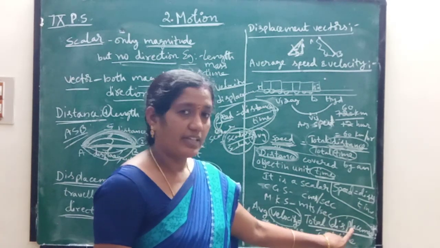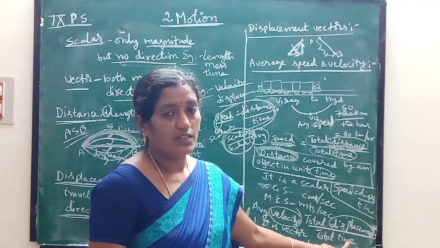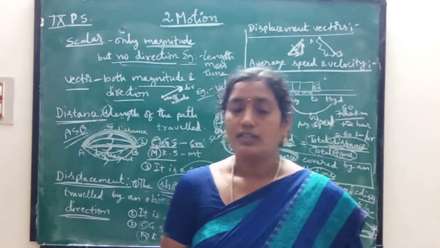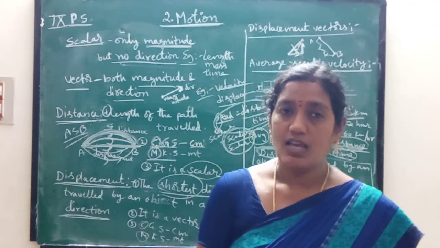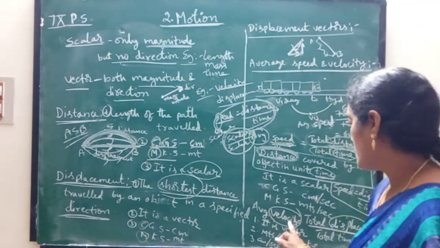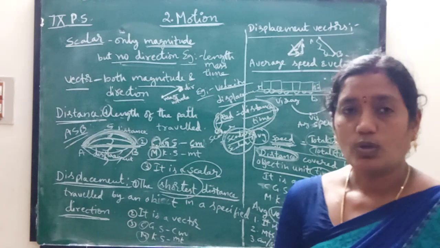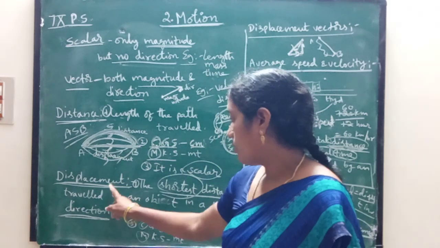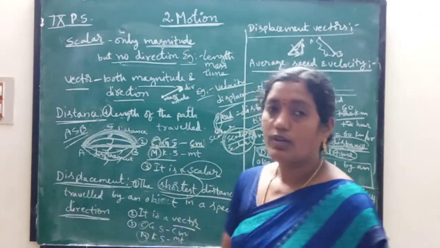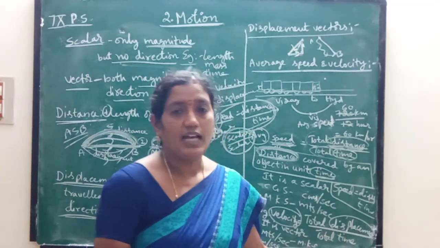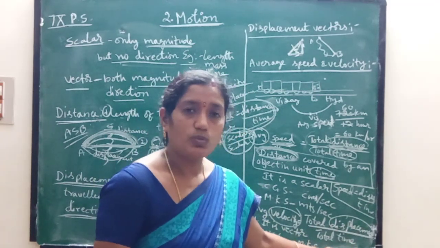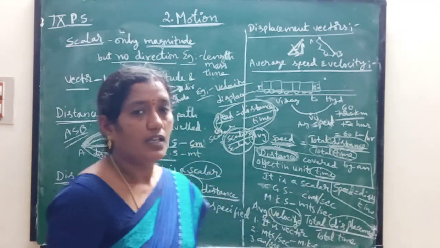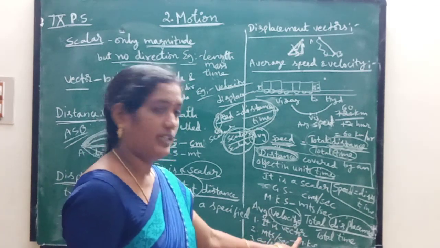So displacement is a vector quantity and time is a scalar quantity. So in the two physical quantities, if one is a vector quantity, then the given quantity is a vector. See children, average velocity is equal to total displacement by total time. Here displacement is a vector quantity, and time is a scalar quantity. So in the given two, if one is a vector quantity, then finally the given quantity will be said to be a vector quantity. Okay children.